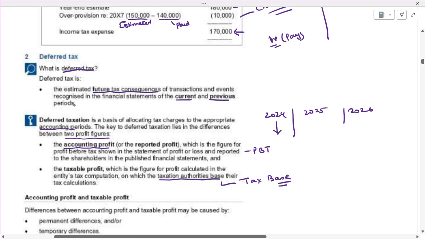On what are we calculating the taxes? The taxation people have that taxable profit. It is also the tax base. Accounting profit is before tax. The only thing we have to understand is the tax base.